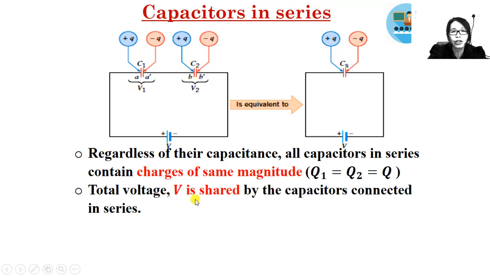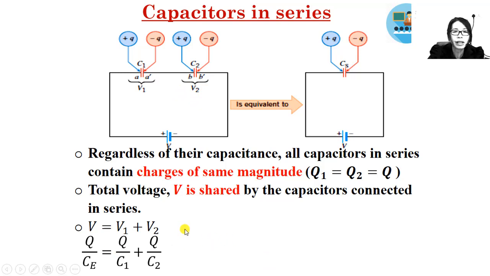The total voltage V that we supply to both capacitors connected in series will be shared between the two capacitors. It means that the voltage V will be V1, the voltage across the first capacitor, plus V2, the voltage across the second capacitor. From the equation Q equals CV, V is Q over C. So the total voltage, Q over C equivalent, will be Q over C1 plus Q over C2.